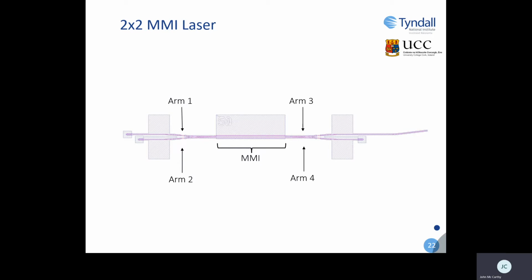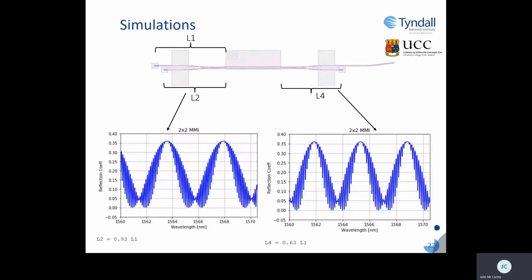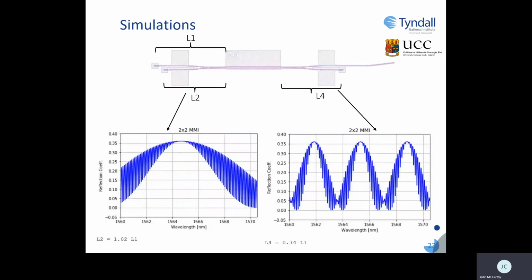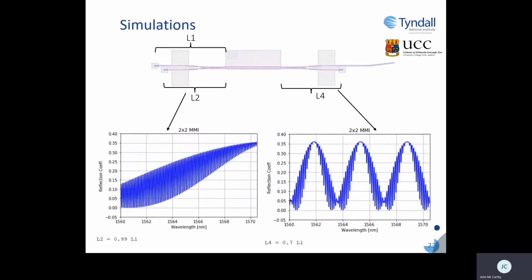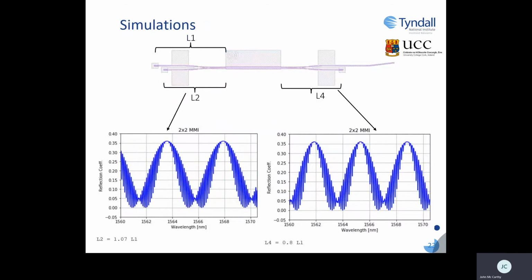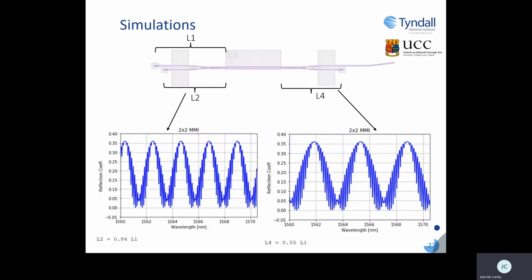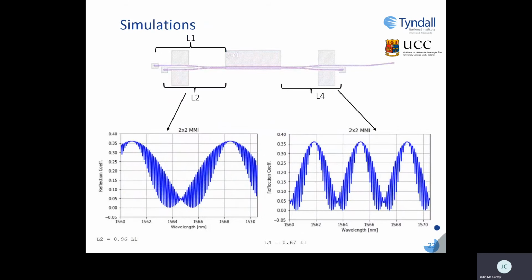Now, the simulation of the reflection profiles of this device is much more complicated. I won't go through it entirely in this presentation, but if you are interested, you could email me after. So the idea was we have a constant current passing through arm 1, and then we can vary the current across arm 2 and arm 4, and in extent vary the optical path length. Now, through simulations, we can see how this would affect the spectra of the device.